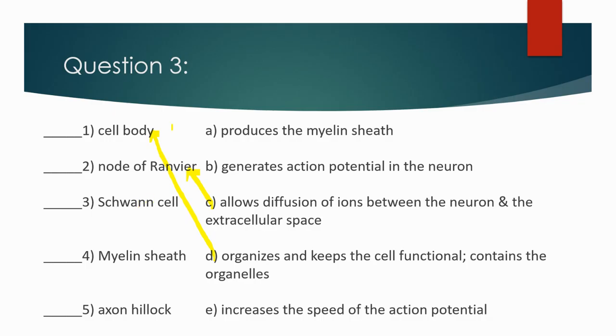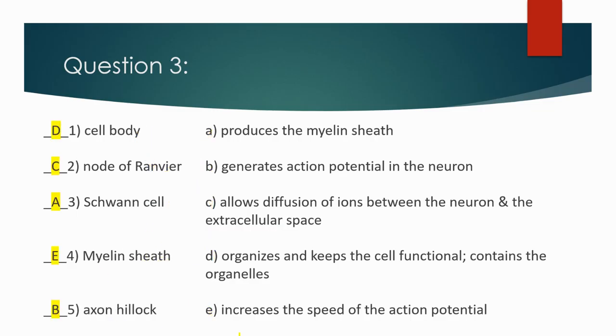The Schwann cells were the cells that produced the myelin sheath, and the myelin sheath was the insulation that surrounded the axon, but it also helped to speed up that action potential. And then the axon hillock is going to be where the cell body meets the axon, and that's where the action potential is going to be generated. So there we see that.